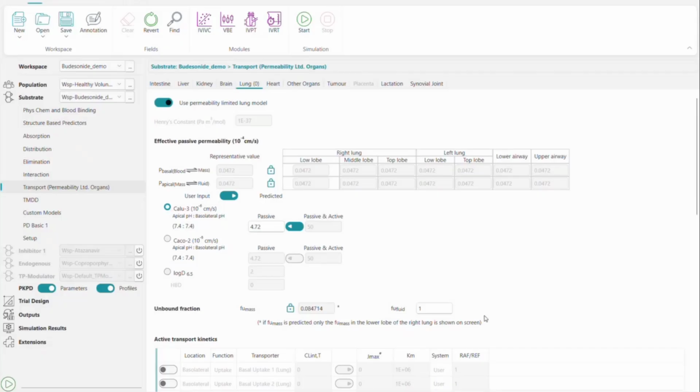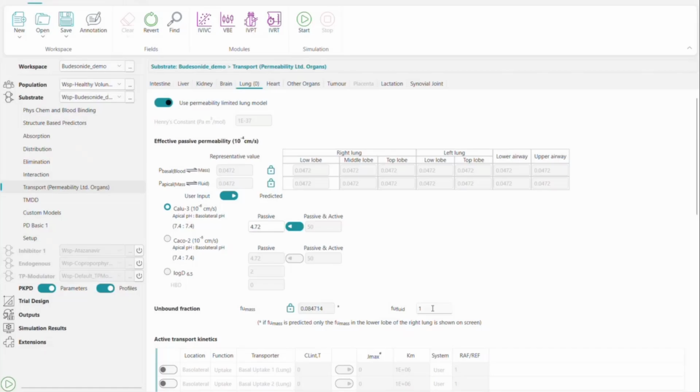There's the unbound fractions that are specified on the screen. So the fraction unbound in the lung, in the tissue. This predictor is similar to other predictors that are used for other permeability limited organs. The methodology behind it is similar to what derived the partition coefficients on the distribution screen. So you can also enter a user value for that, of course. There's not a similar predictor for the fraction unbound in fluid.